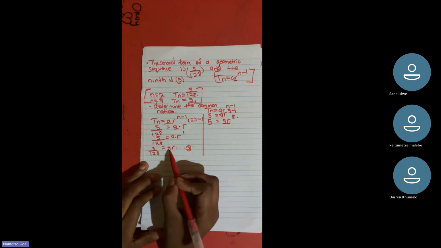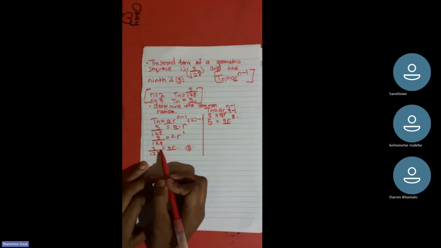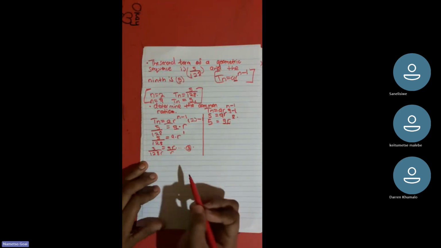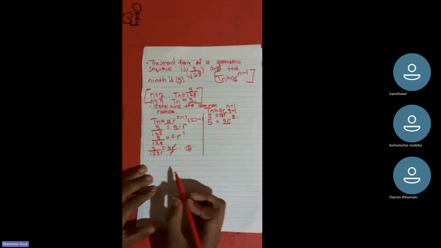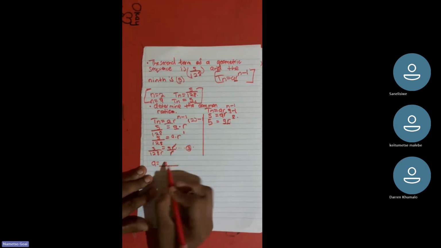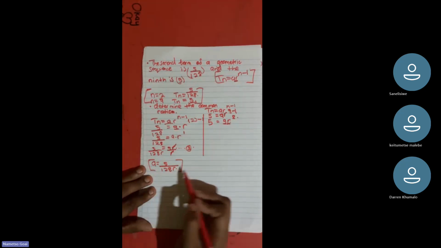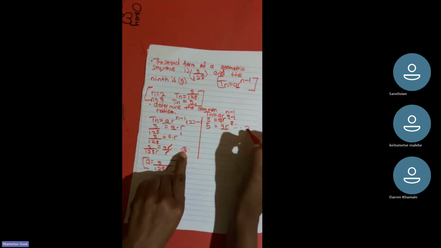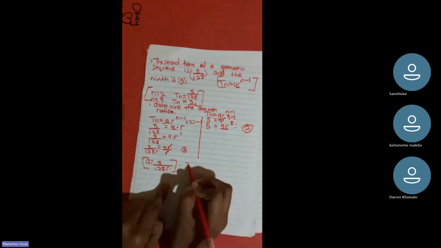How can we do that? By dividing both sides by R. If we divide by R and we also divide by R over here, these two will cancel one another. We'll be left with A being equal to 5 divided by 128R. So this is what our A is. Remember, we have our first equation over here. This was our second equation. This will be our third equation.